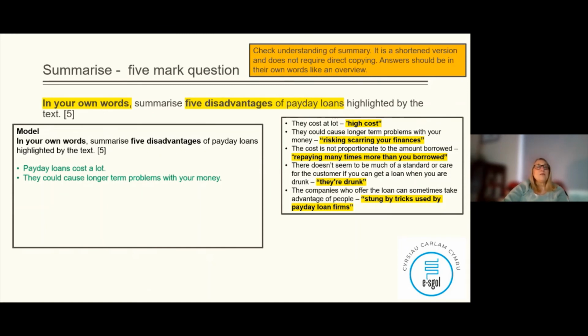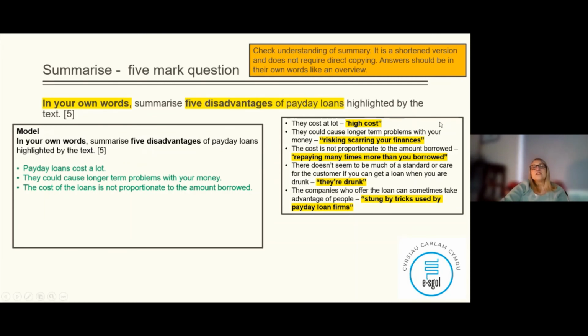Okay, we're paying many times more than you borrowed. So the cost of loans is not proportionate to the amount borrowed. Or you could put something simpler. You could put the cost of loans is much higher than the amount that you borrowed.